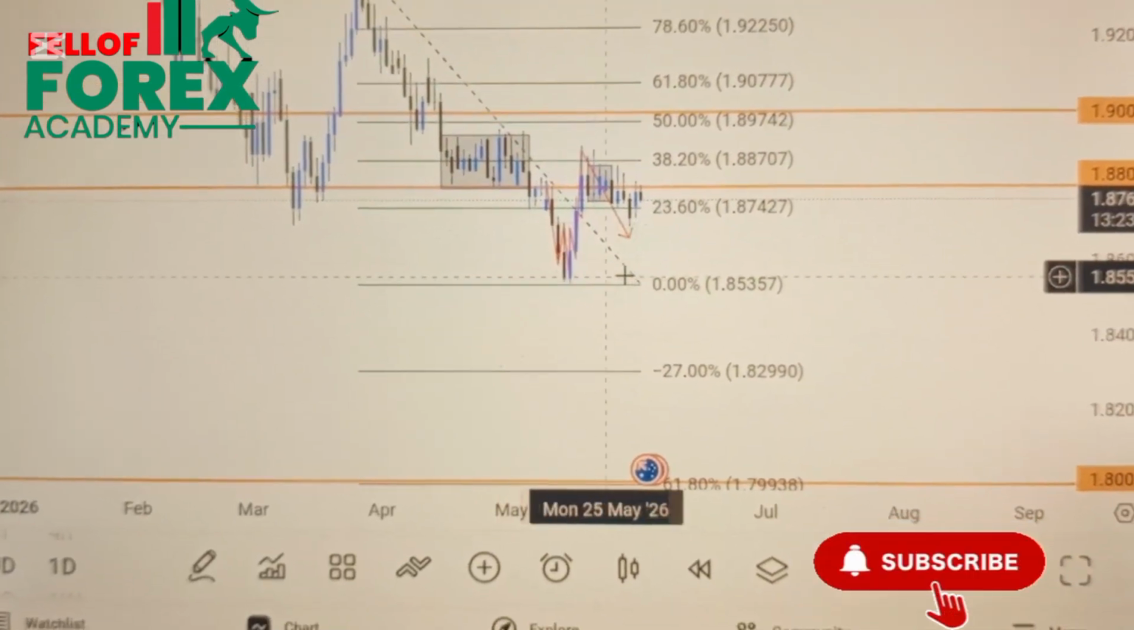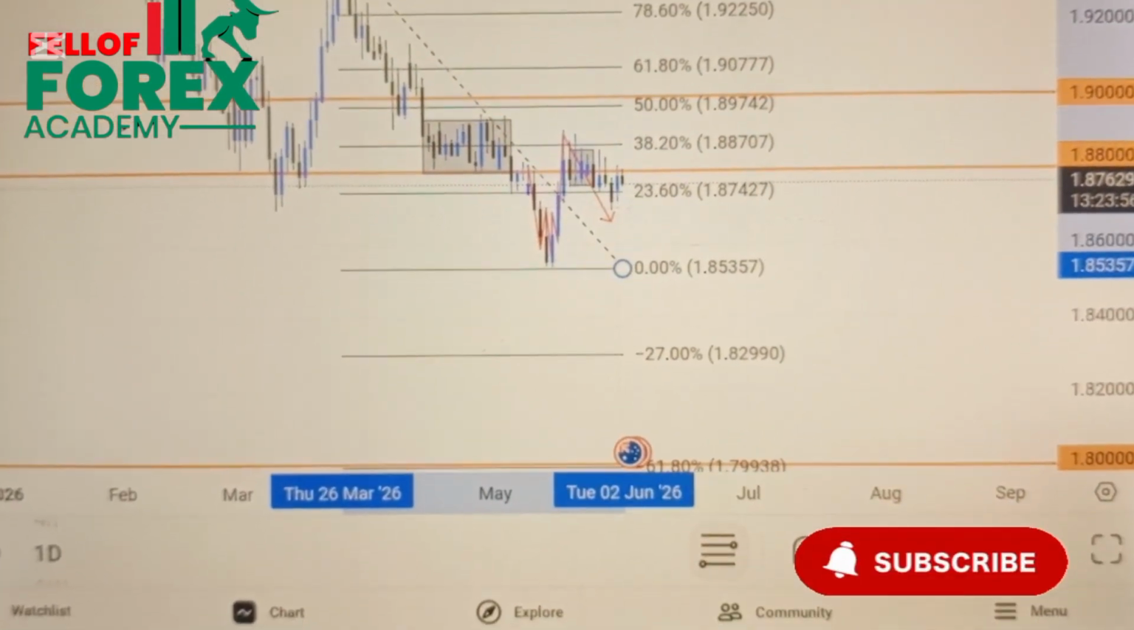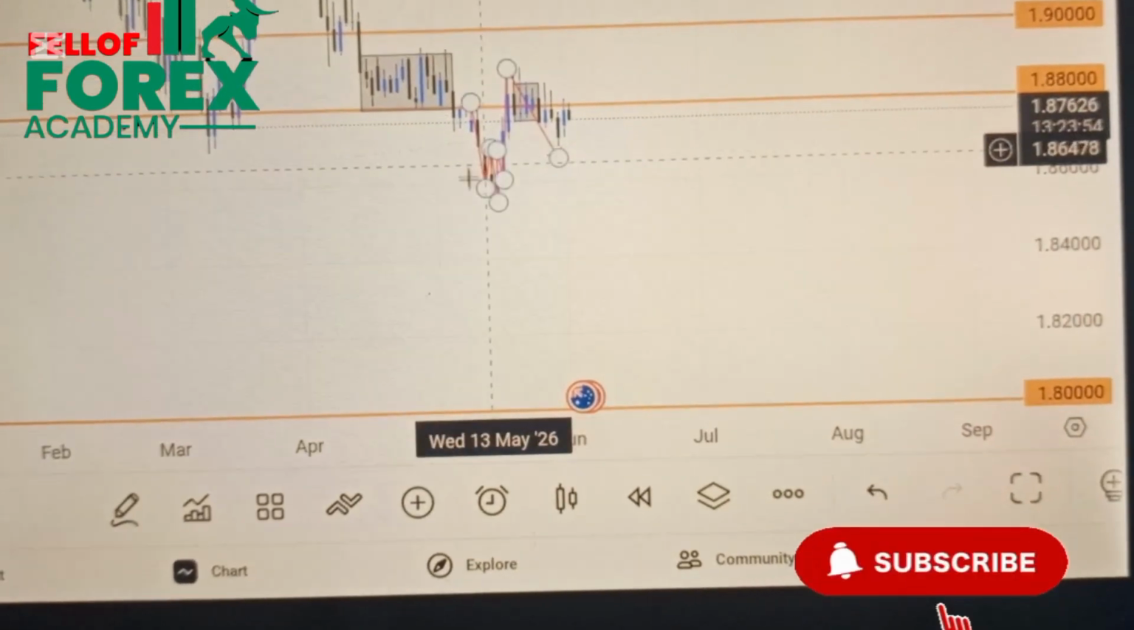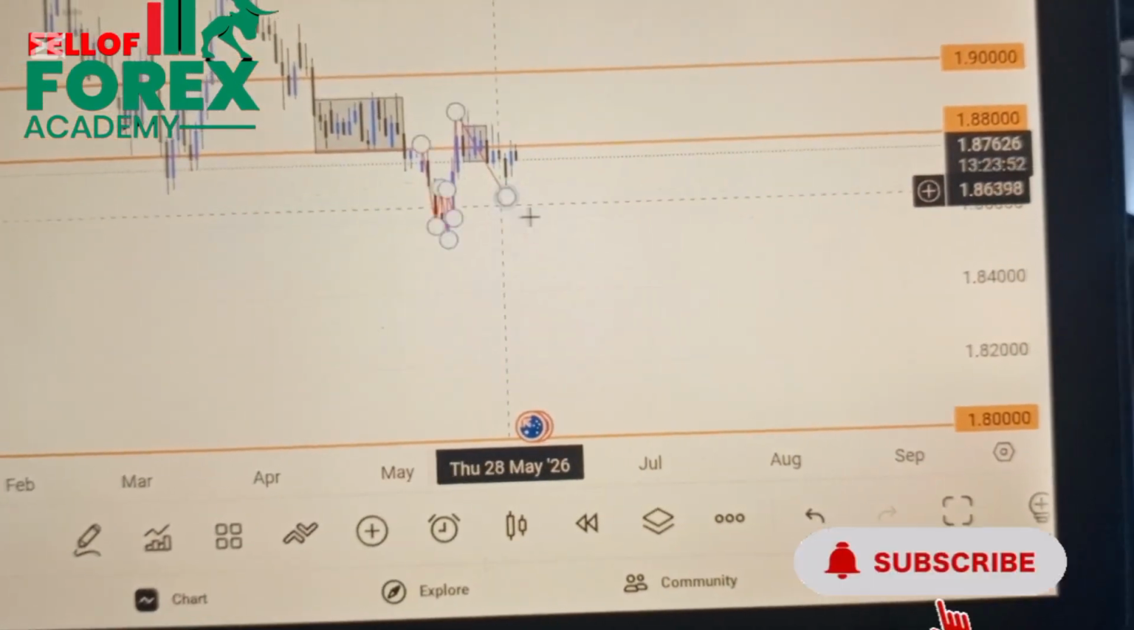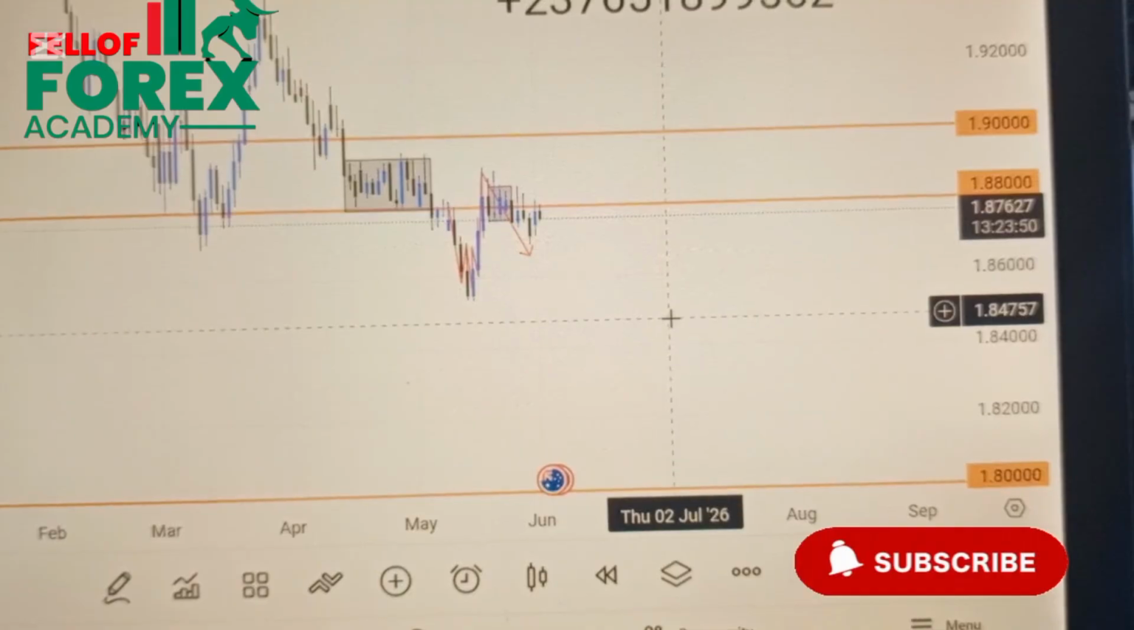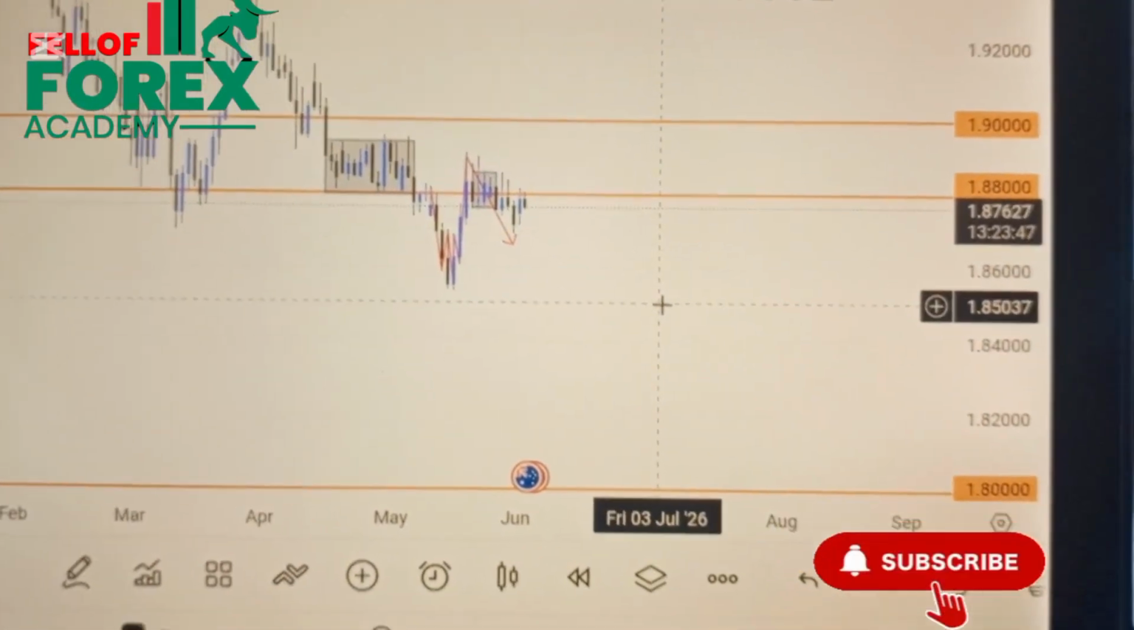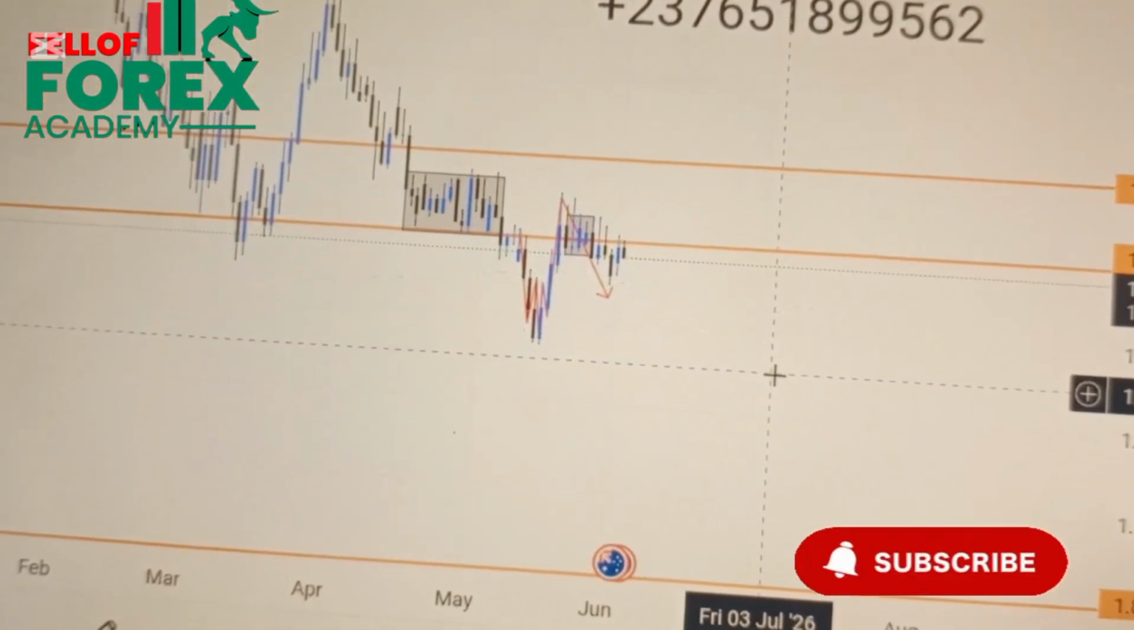Okay, so that's why at this point it's risky to be selling. So if you are selling, you should not be expecting anything too much. You should just be targeting the neckline of the inverse head and shoulder that we have on the 4 hours. So that's exactly what we have on GBP USD.